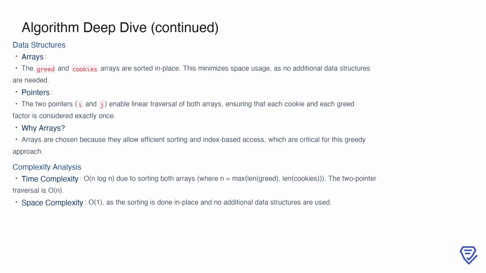The core data structures in this approach are arrays and pointers. The greed and cookies arrays are sorted in place, which minimizes space usage since no additional structures are required. The 2 pointers enable linear traversal, ensuring that each child's greed factor and each cookie size are considered exactly once.